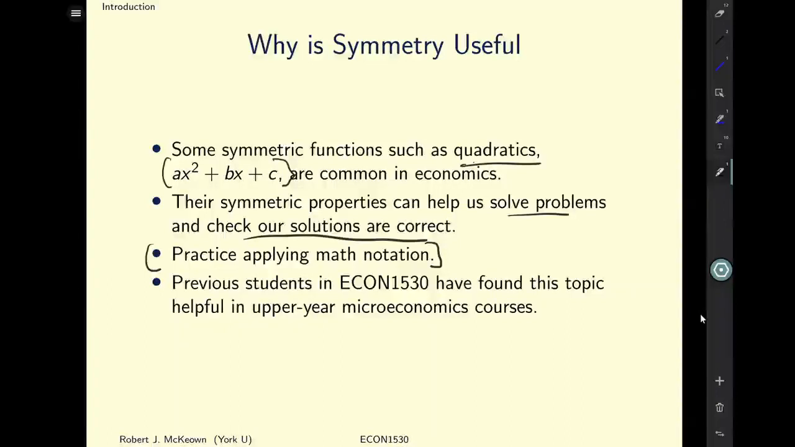Finally, previous students who've taken this course have found this section to be very helpful to them. So I asked students in the summer what topics they thought were really useful in Econ 1530, which were not so useful. And this one showed up as being, please don't take it out, useful. So hopefully you will also find this topic useful.